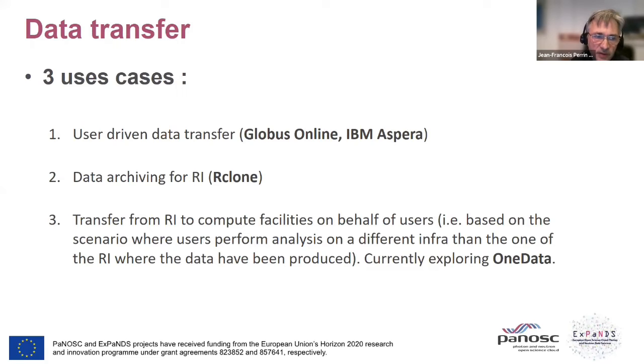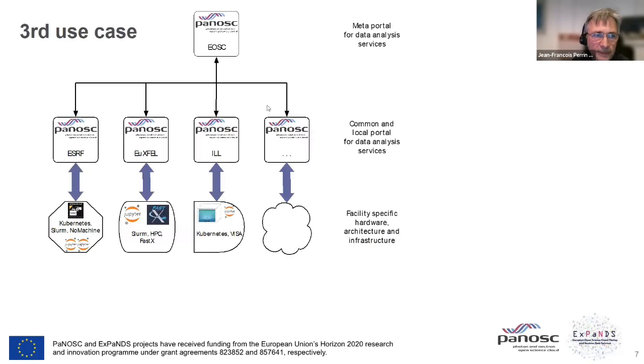The second use case was how a relatively small data producer, an RI, could archive the data, and we are working with STFC for that, using their ecosystem. This is a clone that has been selected, and that is in production now and working quite fine. The third one is a bit different. This is how we transfer the data for users when they want to use a compute facility which is not at the RI. We can move to the next slide to explain a little bit more.